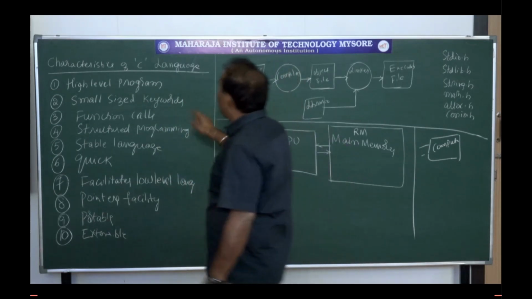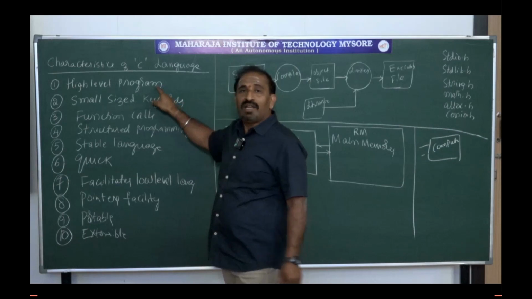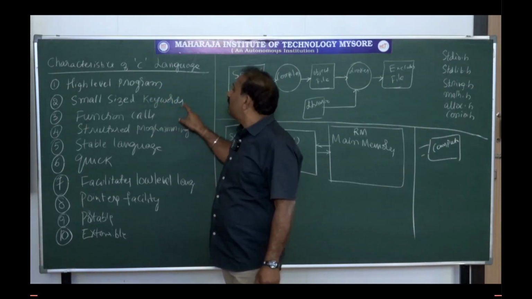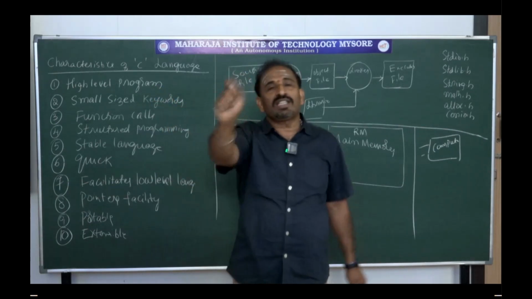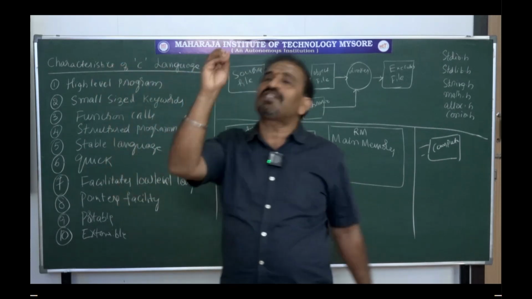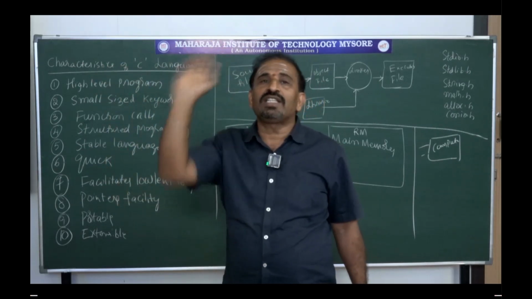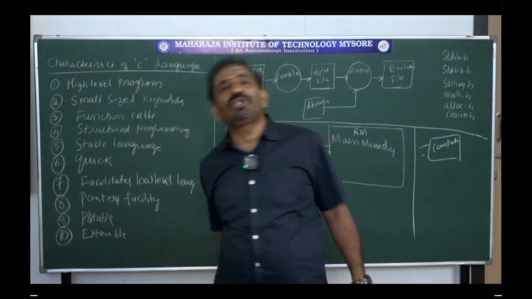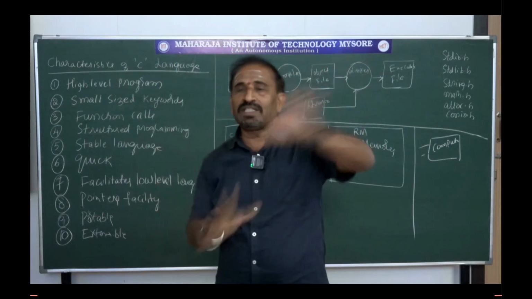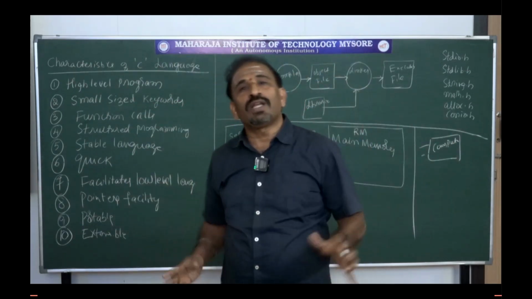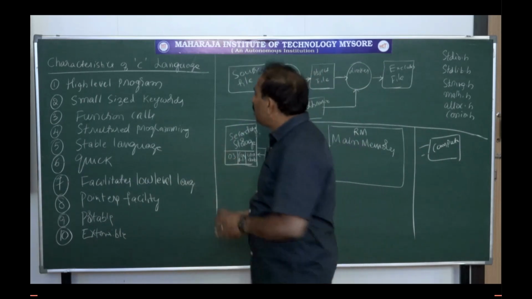The biggest advantage of C, which is a high level language, is that it has a smaller set of rules. Keywords are very limited, exactly 32. There are only 32 keywords. If you remember, everything is written well within those only. So that is why it is very, very simple.